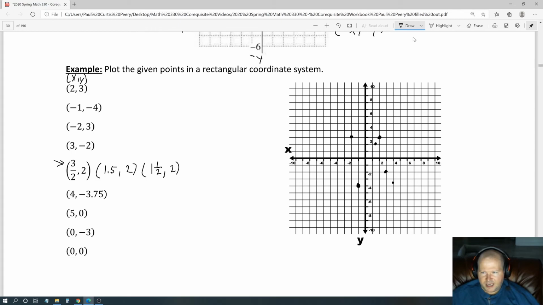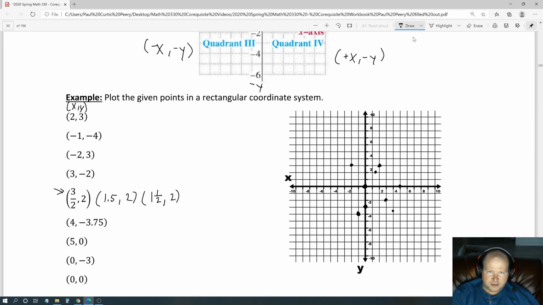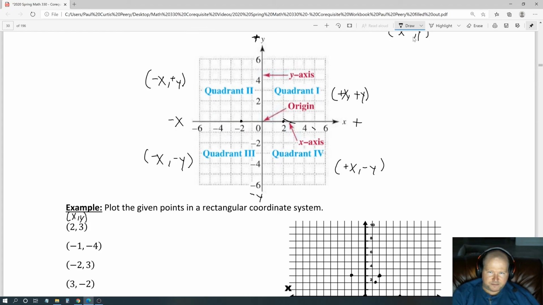We go 5 to the right, and we just stay there. That's where we keep it. Then we say 0, -3. We go down 3, and we plot another point. And then we have 0, 0, which is right there at the origin, right in the middle. And again, this horizontal line is your x-axis, and the vertical one is your y-axis.